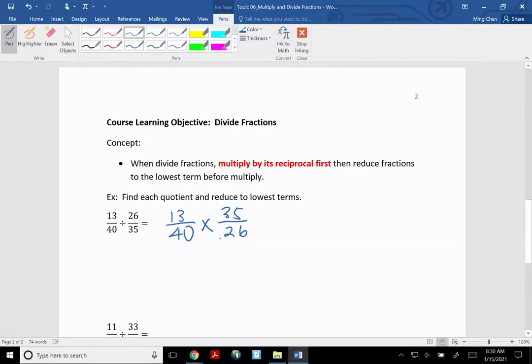Okay, now the problem becomes multiplication, so I'm going to reduce top numbers with the bottom numbers. I know 35 and 40 can be reduced by 5, so that will be 7 and 8. I know 13 and 26 can be reduced because 13 times 2 is 26. So 13 goes into itself one time, 13 goes into 26 two times. Now, see the 2 and the 8 down here? You cannot reduce them. You can only reduce top numbers with the bottom, okay? Not bottom with the bottom. So my answer, 1 times 7 is 7 over 8 times 2, 16.